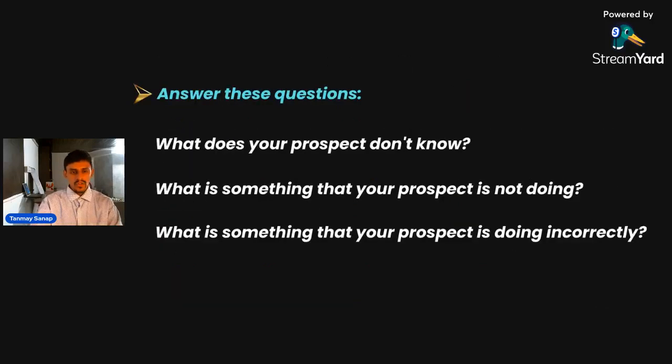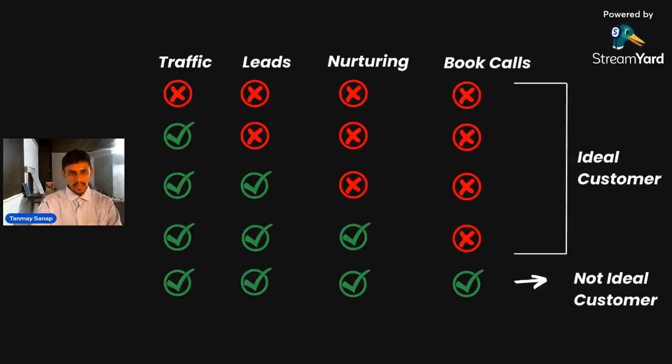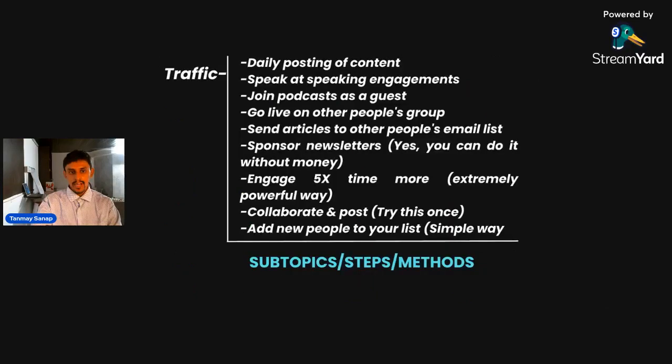So answer these questions. What is something that your prospect is not doing? Whatever practices I am doing, my ideal customer is not doing those practices. Same in your case. If they are doing all the things, then they will get the end result. So just put them in this chart and see if they are doing all the practices or not. Are they doing all the practices inside traffic as well? If you talk about daily posting content, there are hundreds of different things that you have to focus on. Inside speaking engagement, this is also not easy.